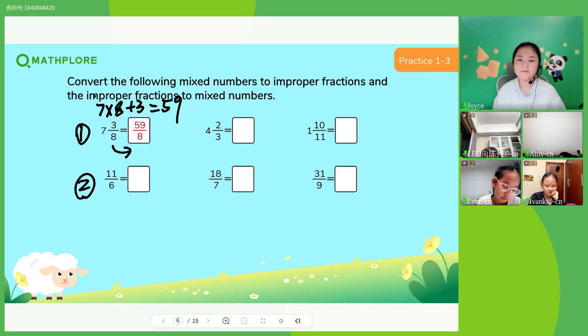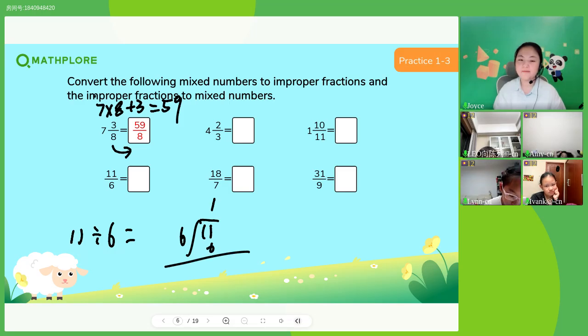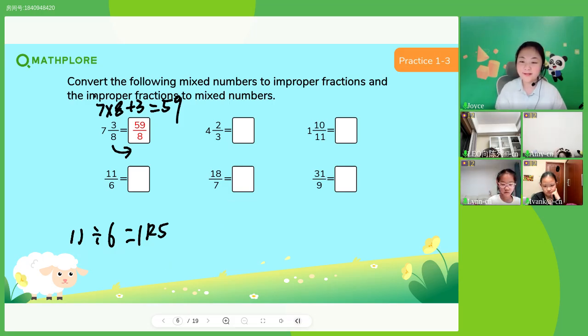How can we convert 11 over 6 into a mixed number? We can use division, right? 11 divided by 6 equals how many, everyone? 1 remainder 5. 1 times 6 equals 6, and then 5 left over, right? So it's 1 remainder 5. We know the 1 means the whole number part, right? We have 1 whole here. And then 5 means the numerator is 5 now, and the denominator is still 6.